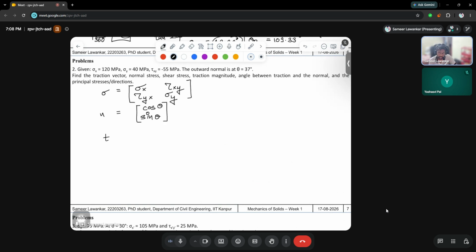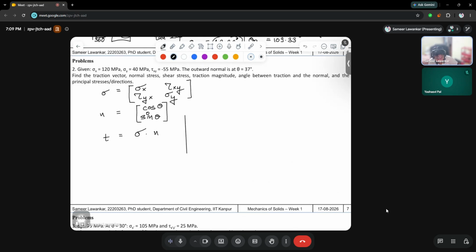Traction, as I already explained, is basically a terminology. Traction is defined as sigma dot n. You may ask what is the use of the traction vector? The traction vector is basically used to calculate the normal stresses and shear stresses. How it is used to calculate, I will just put up till that portion and then leave it to you.